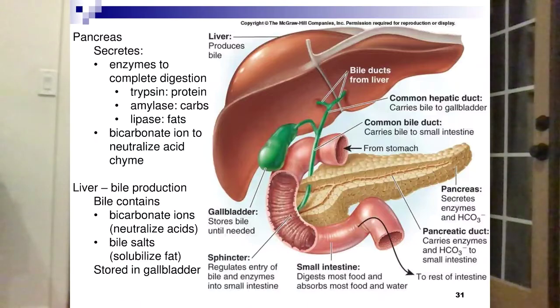So it continually, as we squirt more chyme into the duodenum, more and more bicarbonate gets released to keep up with the neutralization. And then it doesn't harm the enzymes coming from the pancreas.